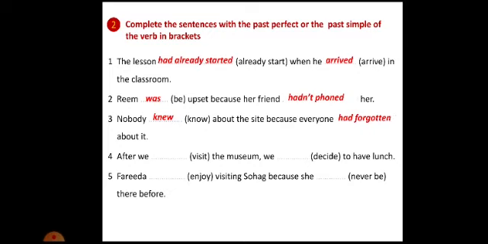Number four, after we visit the museum, we decide to have lunch. Here is after, so after is followed by the past perfect. It will be: after we had visited the museum, we decided to have lunch. Number five, Farida enjoyed visiting Sohag because she never been there before. It's because again, so the same procedures. Farida enjoyed visiting Sohag because she had never been there before.